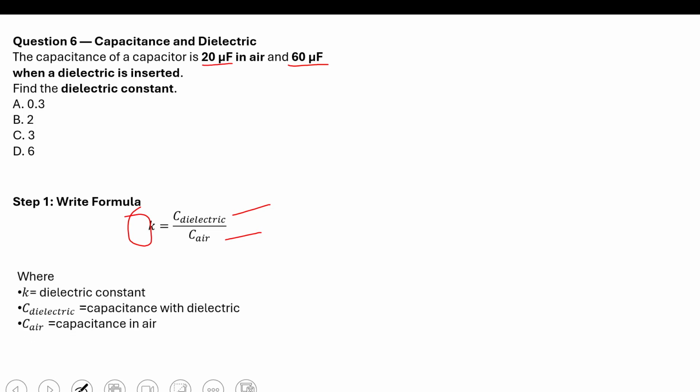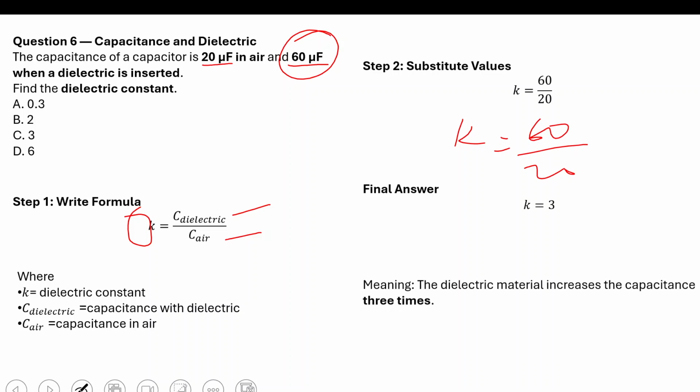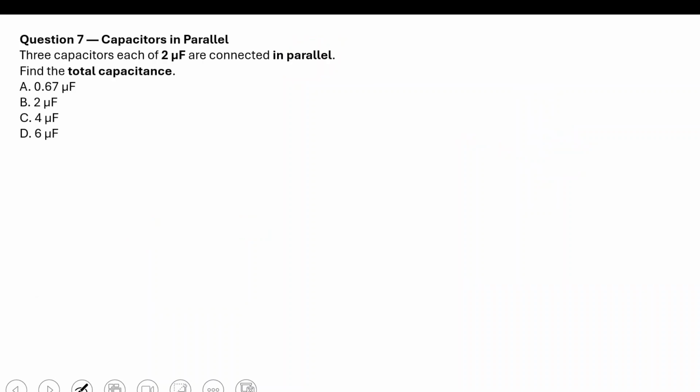So K is the dielectric constant, CD is the capacitance with dielectric, and CA is the capacitance in air. So they are well defined. We substitute the values. K is equal to 60, the capacitance with the dielectric, over 20, the capacitance in air. Right? So that will give us 3. So the meaning is that the dielectric material increases the capacitance 3 times. That is the interpretation.